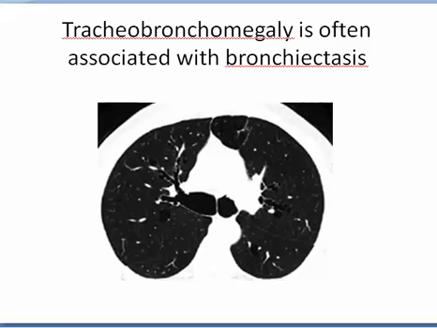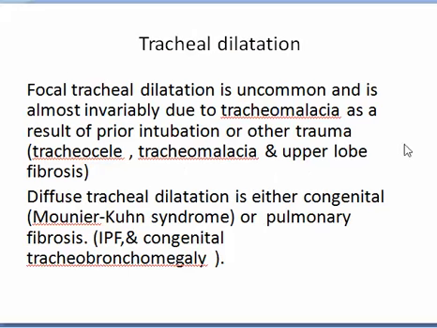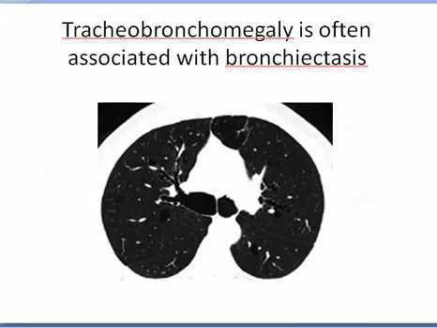So tracheal dilatation could be a part of another disease, focal as in intubation, or maybe diffuse as a combination with interstitial pulmonary fibrosis and congenital dilatation of the trachea and the bronchi. This is the appearance of dilated trachea, tracheobronchomegaly, and this is often associated with bronchiectasis.